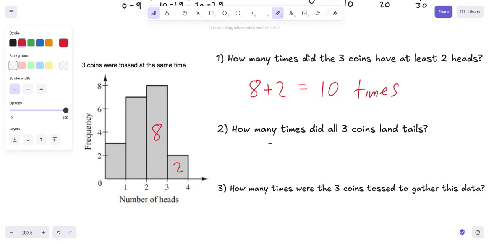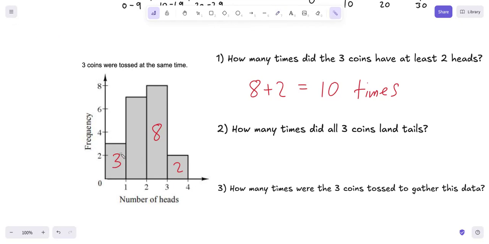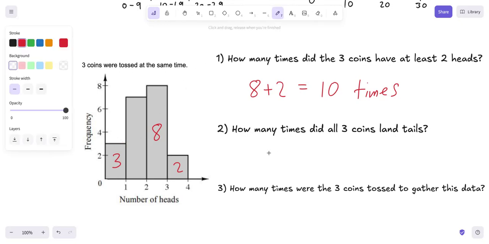And number 2, how many times did all 3 coins land tails? If they all landed tails, that means there were no heads, which would be here, right? If there were no heads, 0 heads, that means they're all tails, and that is 3. So 3 times.